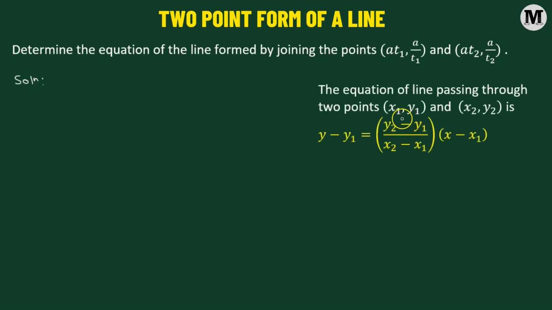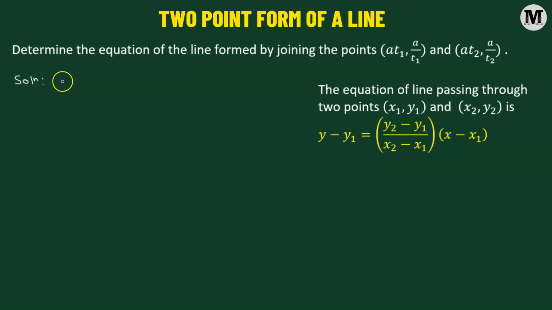So let's say we have 2 points with the coordinates x1, y1 and x2, y2. Then the equation of the line, which is passing through these 2 points, will be given by y minus y1 equals y2 minus y1 over x2 minus x1, whole multiplied by x minus x1.